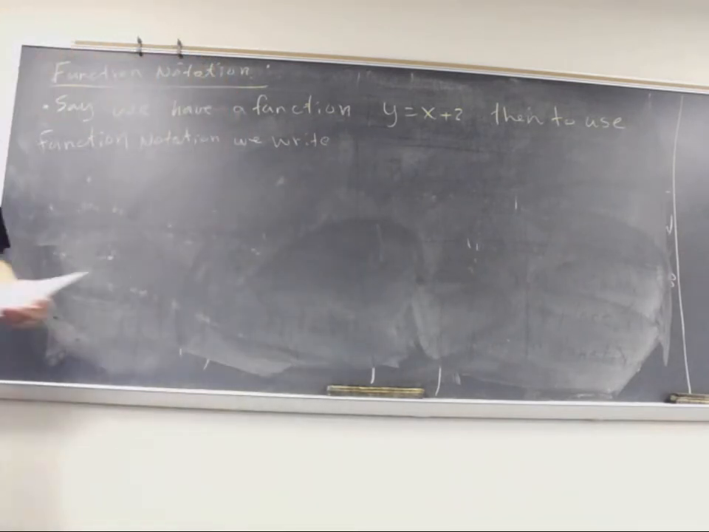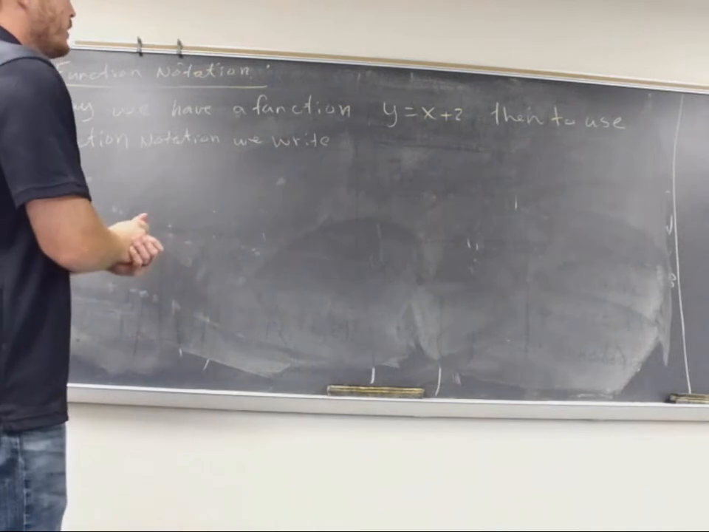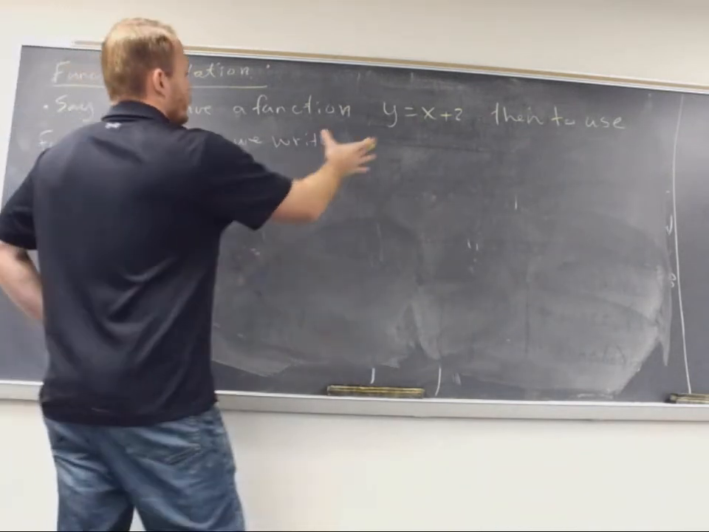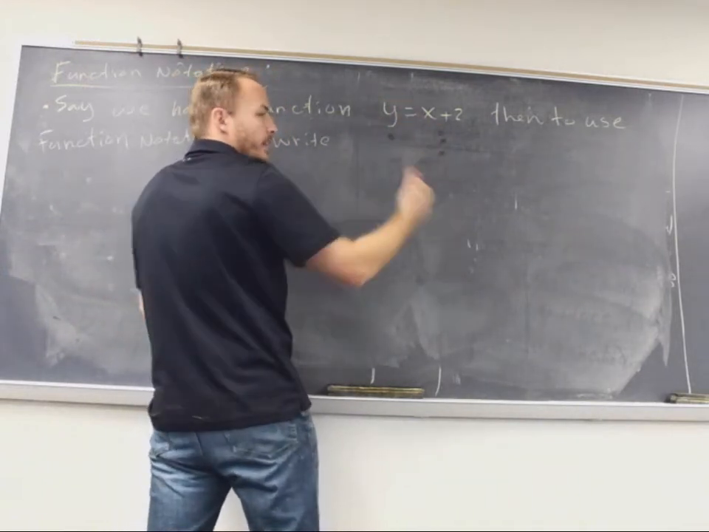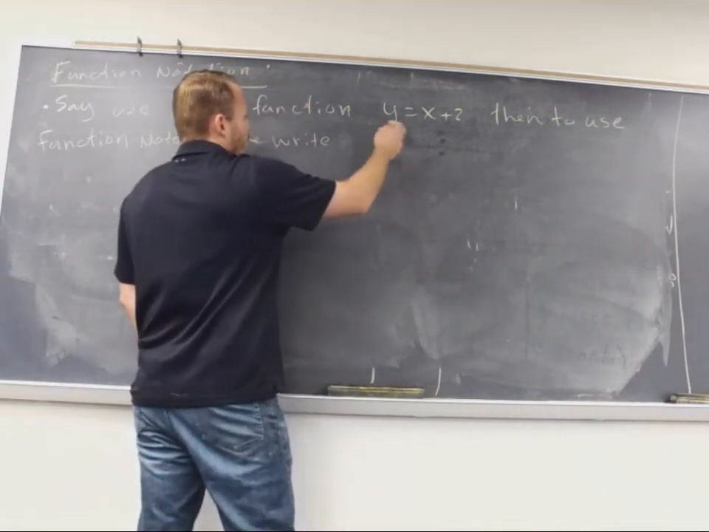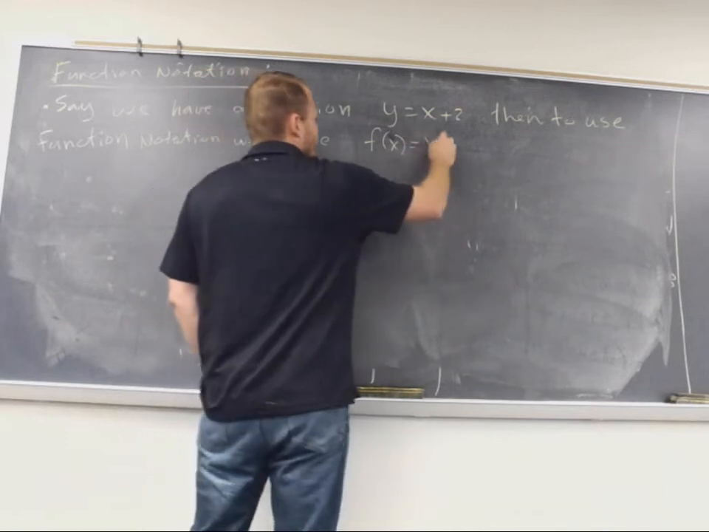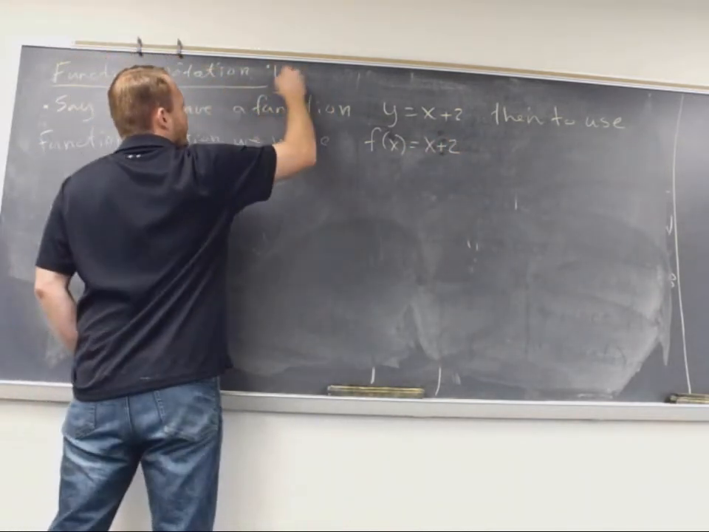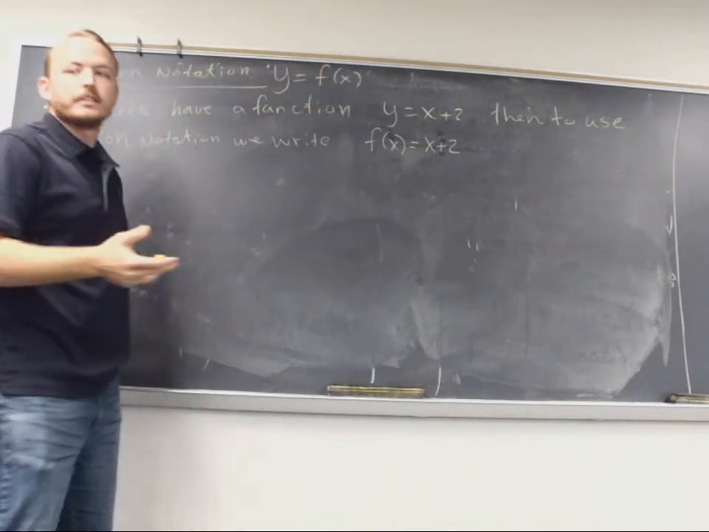So it's still going to represent the same thing. It just allows us to condense and clarify a few things. So if we have this function, then we can rewrite it to make our lives easier down the line. We take this y and replace it with f of x, and everything else is the same. All right. So that's what function notation is. It means y is equal to f of x. They're interchangeable. They mean the same thing.